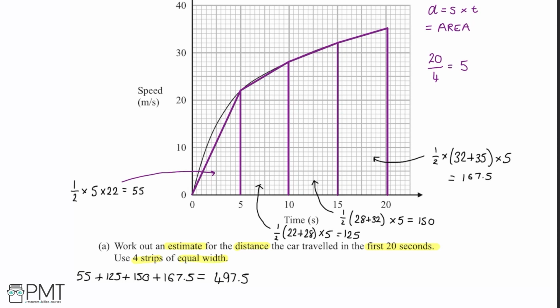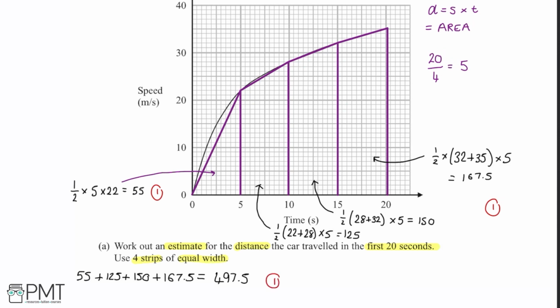So as for how the marks are awarded here, you get the first mark for using a method to find the area of one strip using trapezia. So one of these will get us the first mark. The second mark is for a complete correct method to find the area using all 4 of the strips. So using all 4 of them. And then the third and final mark is for an answer in the range of 488 to 507.